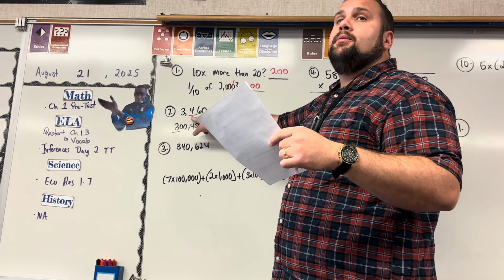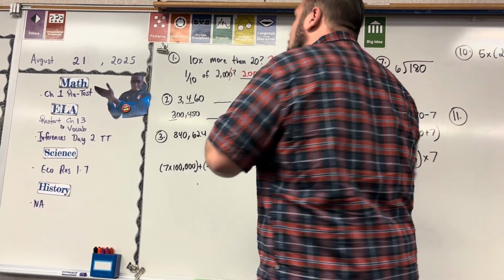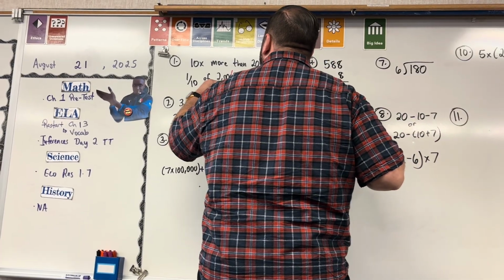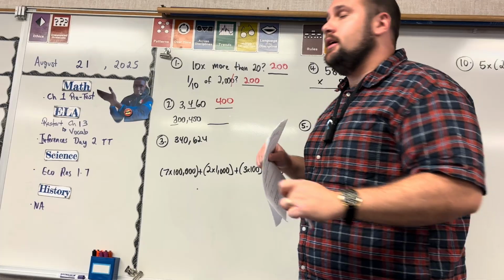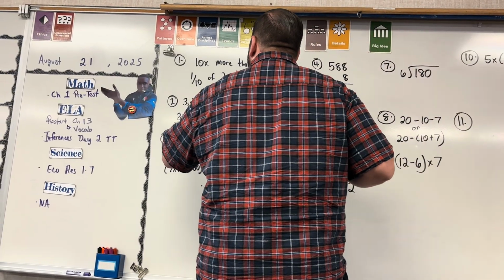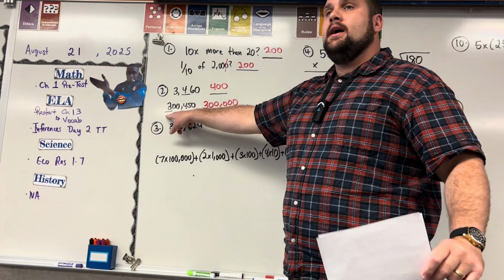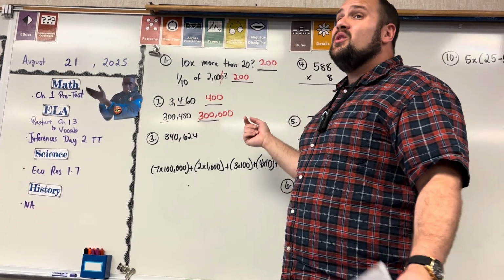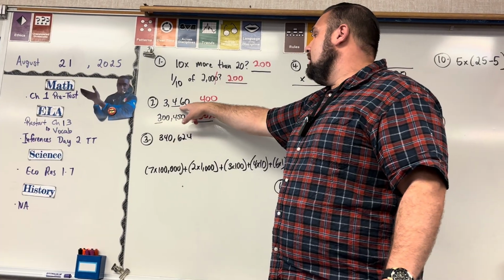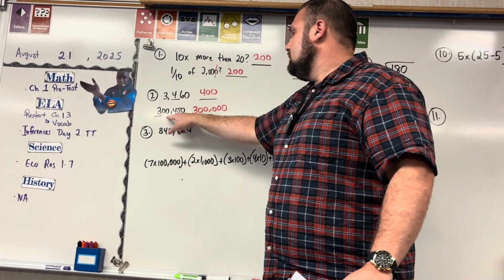The underlined place value of the 4 is in the hundreds place. So it's going to be 400. The 3 is in the 300,000s place. So it's 300,000. Okay? That's in the 100,000s place, so it's 300,000. That's in the hundreds place, so it's 400. All you really need to do is put down the number, and anything left over, just put a 0. 4, 0, 0. 3, 0, 0, 0, 0, 0, 0.